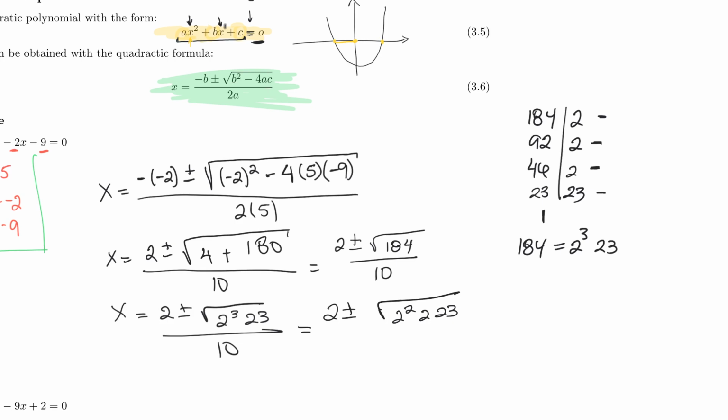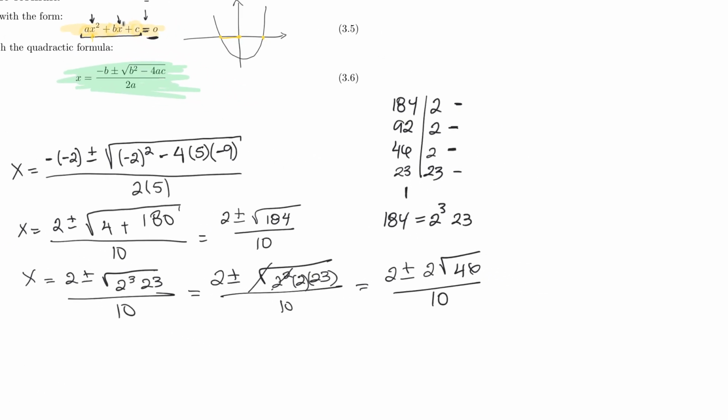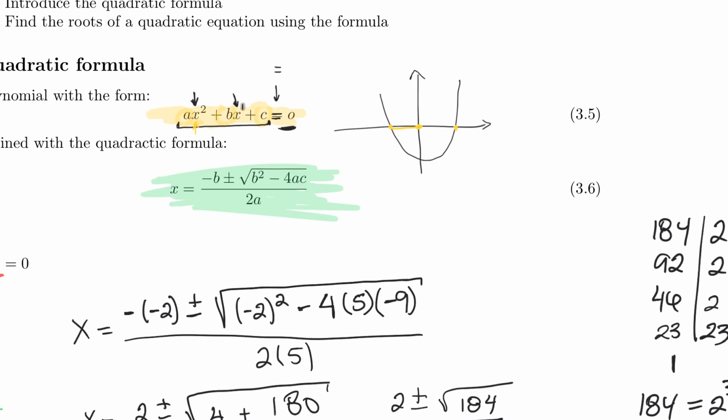Remember that with 2 and 2, the powers add to each other, so we have not done anything extraordinary here. So this 2 cancels with the square root, and the 2 comes out. So we have 2 plus minus 2 square root of 2 times 23, which is 46, divided by 10. And here are the two values of x. Remember that when we have x squared, it means that we're going to get two values of x, okay?